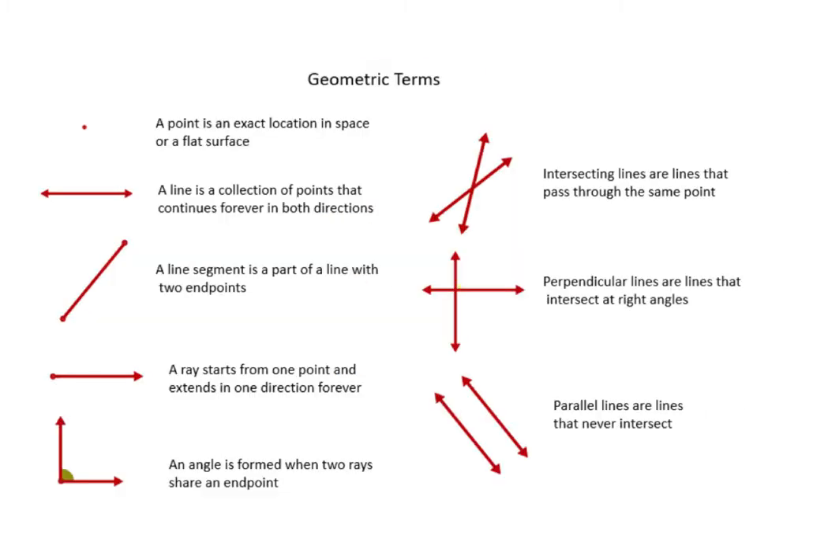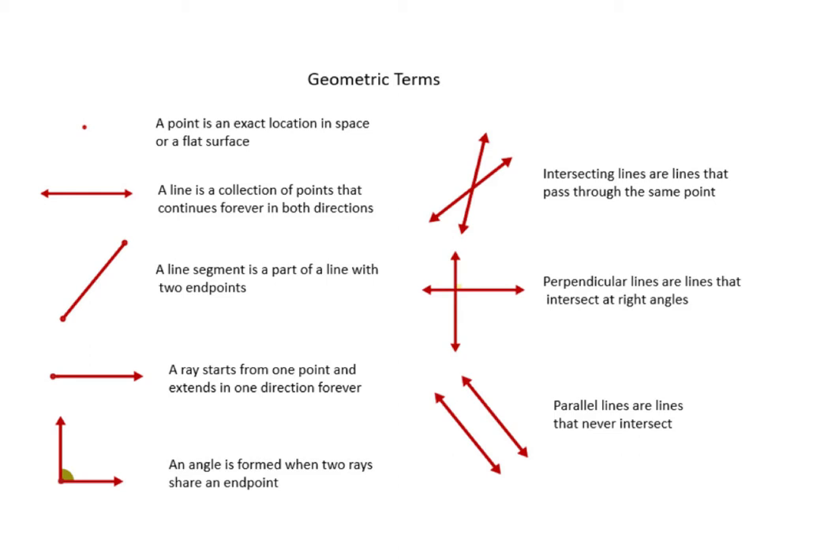Geometric terms. A point is an exact location in space or a flat surface. So your basic terms, like the first question on your exam review was just a few of the terms. But if you look back in that first chapter, there's a ton of terms. So this isn't even all of them. All right, so you need to look back at your first test and your first chapter. And it just started introducing the geometry terms.